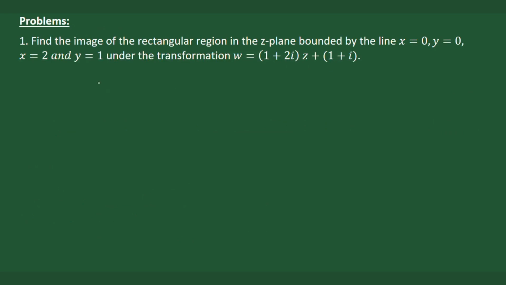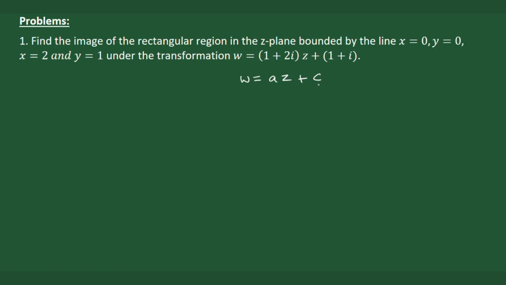Now let us see the first question. Find the image of the rectangular region in the z-plane bounded by the lines x = 0, y = 0, x = 2 and y = 1 under the transformation w = (1 + 2i)z + (1 + i). So here it is of the form w = az + c, with a being a complex constant and c also a complex constant.